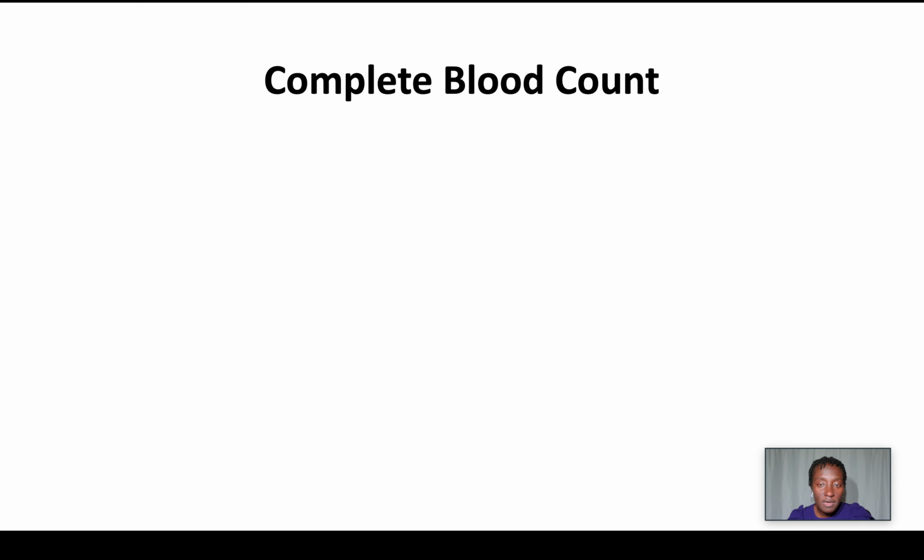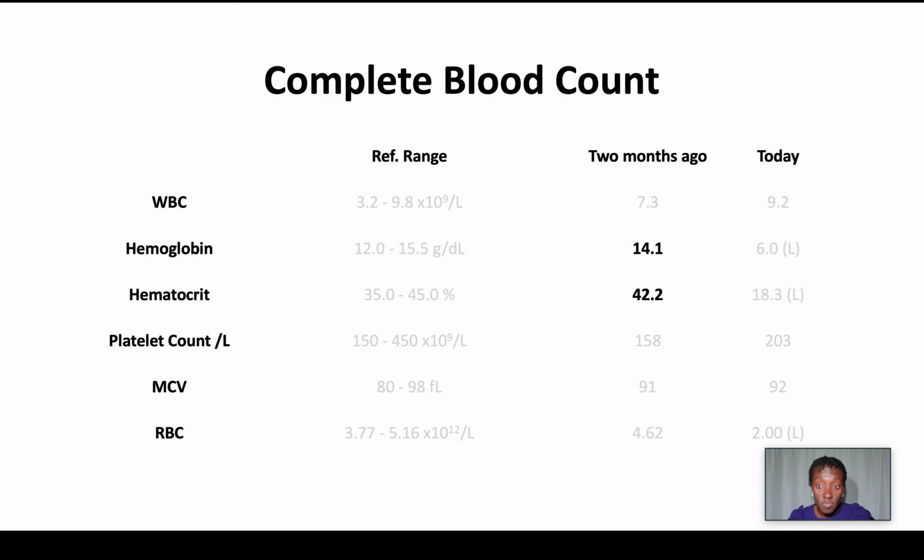Okay, how about the lab evaluation? When we look at her CBC, we notice that 2 months ago, her hemoglobin and hematocrit were normal. Today, she's dropped a couple of grams, so she's definitely bleeding. No joke. The platelet count is normal, so it's less likely to be liver disease or an underlying bone marrow infiltrative disorder. And her MCV is normal, and that tells us that the bleeding is acute to subacute.